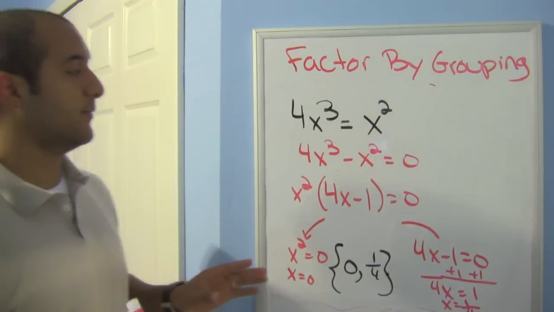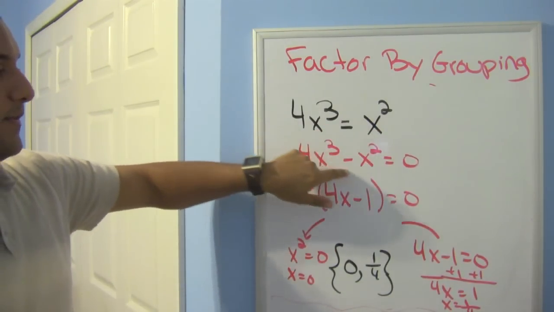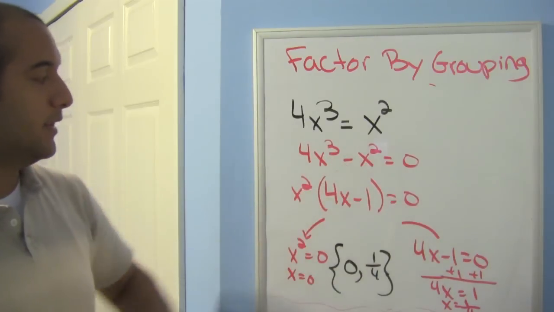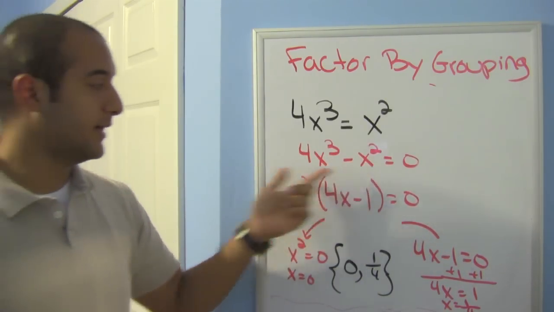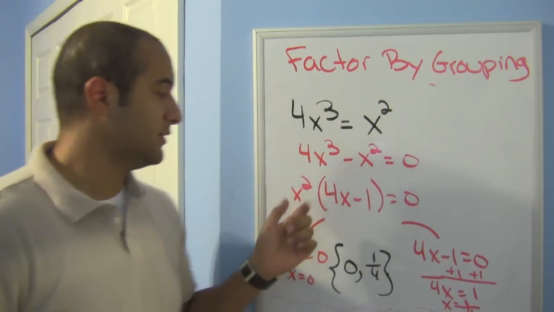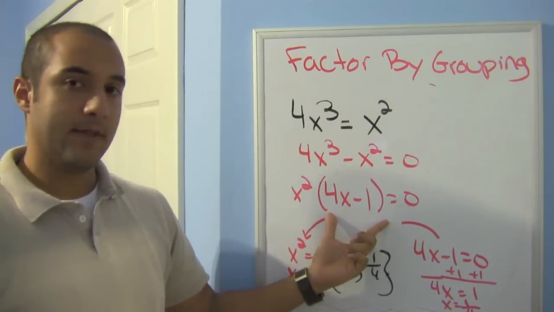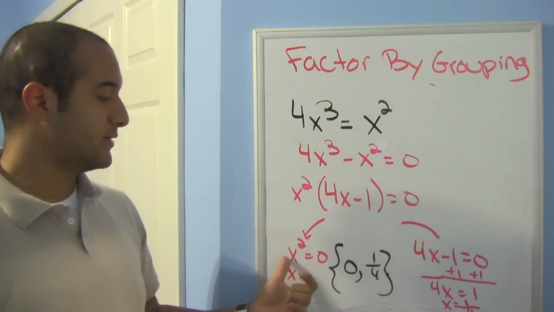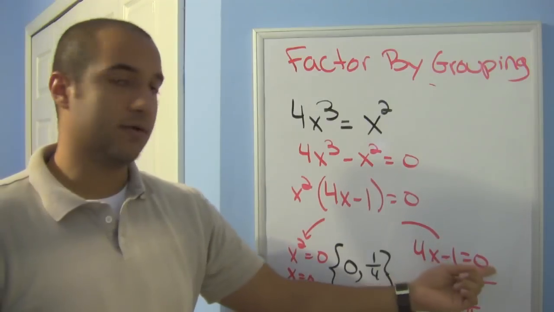Alright, this is how you work this one out. I moved my x squared to the other side, so I have 4x to the third minus x squared equal to 0. I notice that they both have x squared at the very least, so I factor that out. So x squared times 4x minus 1 equal to 0. Now here comes your split. X squared equal to 0 or 4x minus 1 equal to 0.